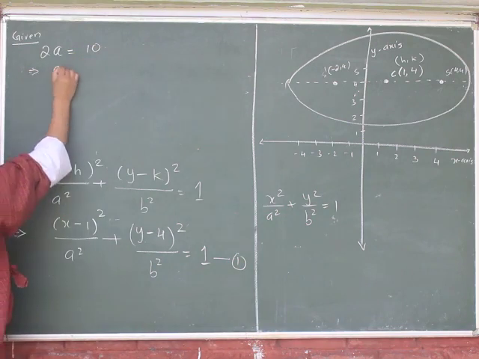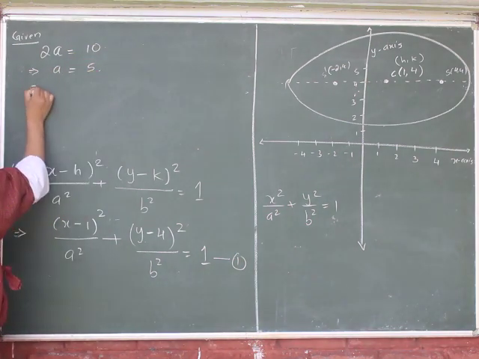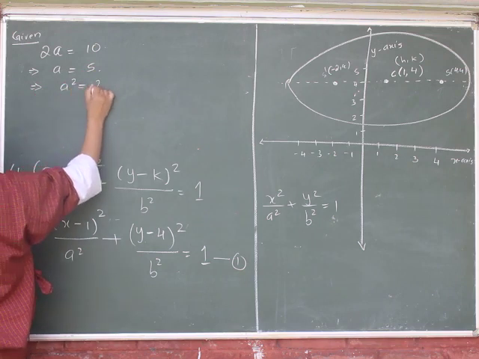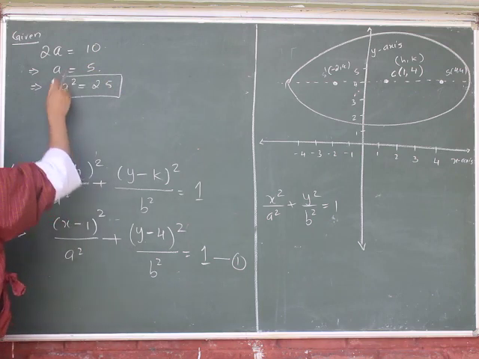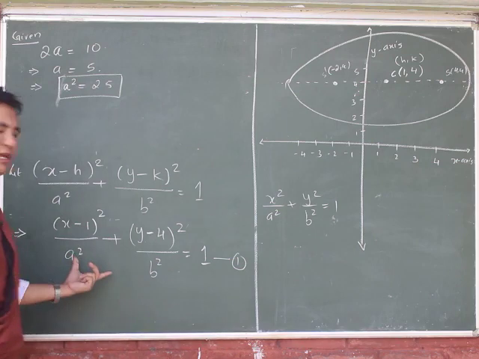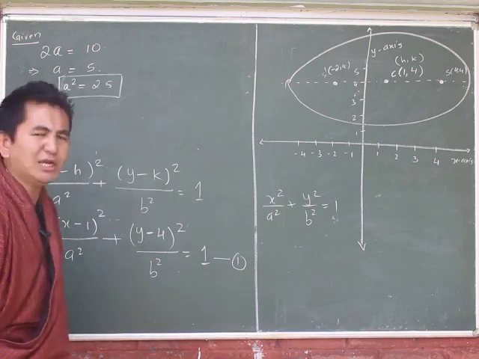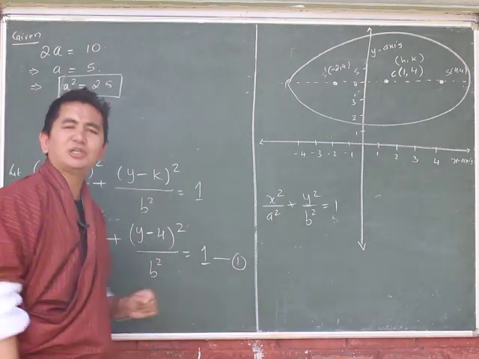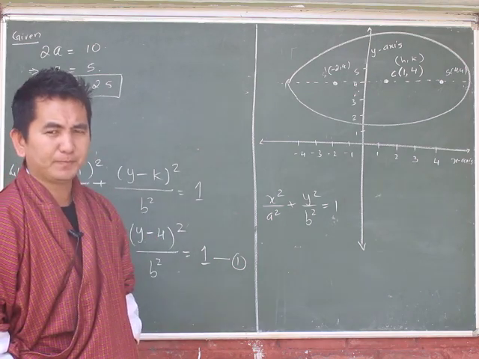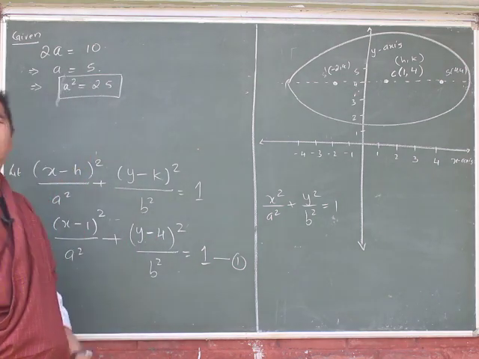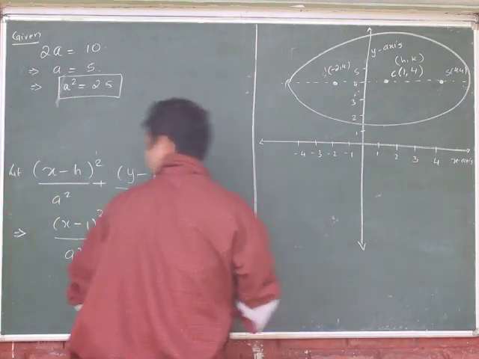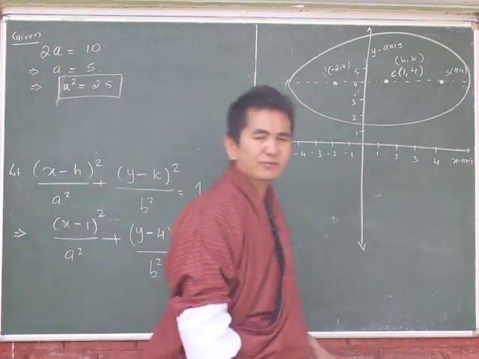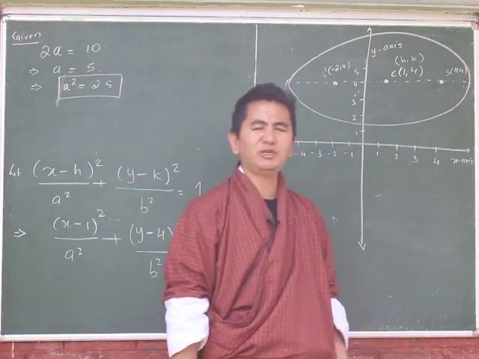So definitely a value is 5, which implies a square is 25. In order to find the equation, we need a square as well as b square. Now in this question, the eccentricity value is not given, but we need to find the b square value. So how do we find the b square value? Try to get information from this graph, from this ellipse. What information will you get?